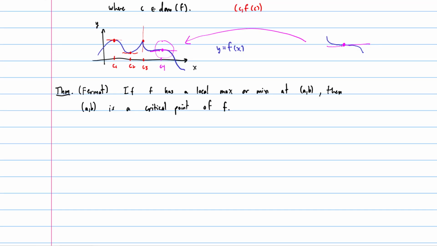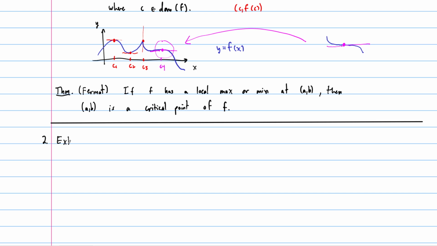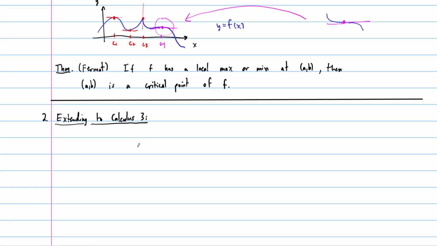Okay, so let's extend this now to calculus 3. So now let's suppose that we have a function of more than one variable. Let's just do 2 variables for now. So we'll say extending to calculus 3. And here's how it's going to work. Let's first define our critical points, and then we can extend Fermat's theorem, and then we'll draw some pictures.